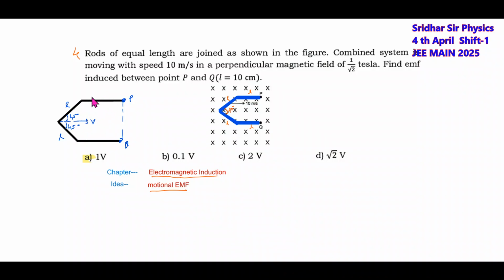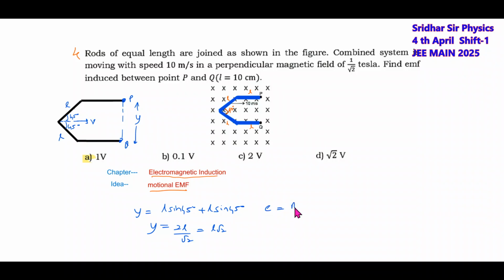No EMF is induced in this rod. Only the effective length will matter, so we will calculate this length. Call it Y. So what should Y be equal to? L sin 45, which is L by root 2, or L root 2.